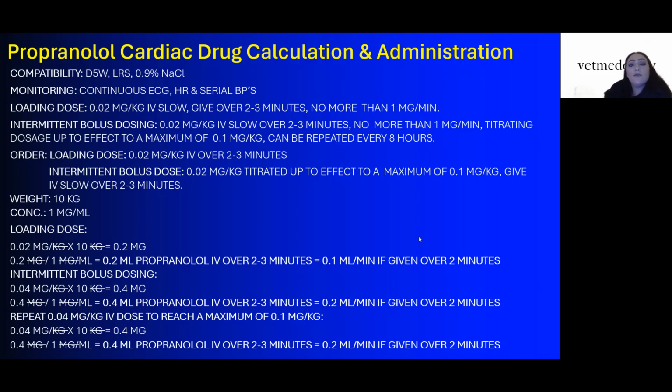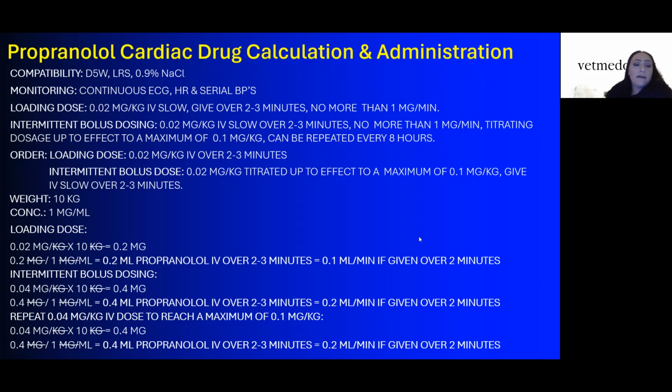kg IV slow over 2 to 3 minutes, no more than 1 milligram a minute. Intermittent bolus dosing includes 0.02 mg per kg IV slow over 2 to 3 minutes, no more than a milligram a minute, titrating the dosage up to effect to a maximum of 0.1 mg per kg. And it can be repeated every 8 hours. The order that we are working with for the loading dose is 0.02 mg per kg IV over 2 to 3 minutes, and an intermittent bolus dose, 0.02 mg per kg titrated up to effect to a maximum of 0.1 mg per kg, give IV slow over 2 to 3 minutes.